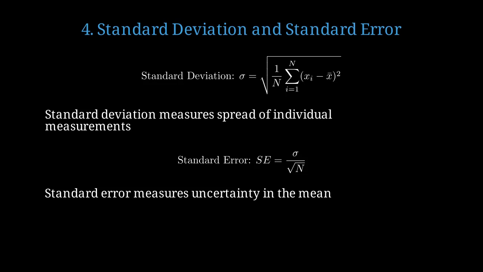Standard error tells us the uncertainty in our calculated mean value. It gets smaller as we take more measurements. This bell curve shows a normal distribution of measurements. The arrows indicate the standard deviation, showing how wide the distribution is.